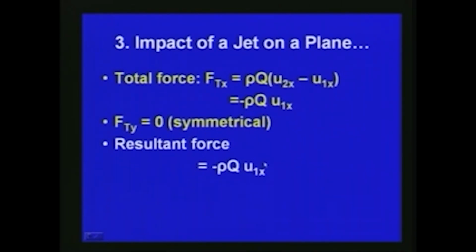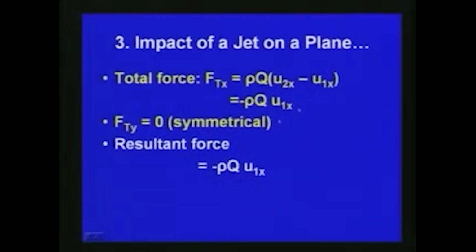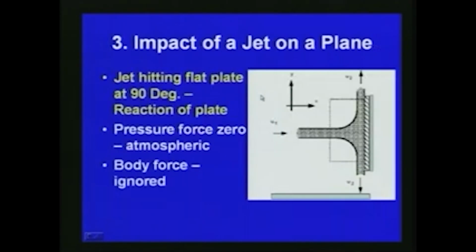So if a jet is hitting a flat plate, in the x direction the resultant force is equal to minus rho q u1x. This is the third case, where we have analyzed the impact of a jet on a flat plate or on a plane like this.